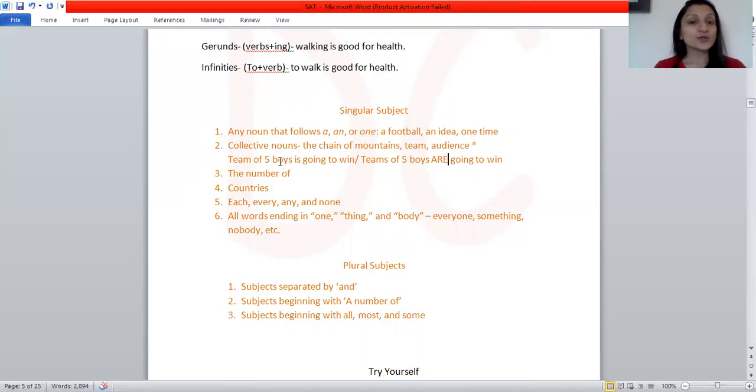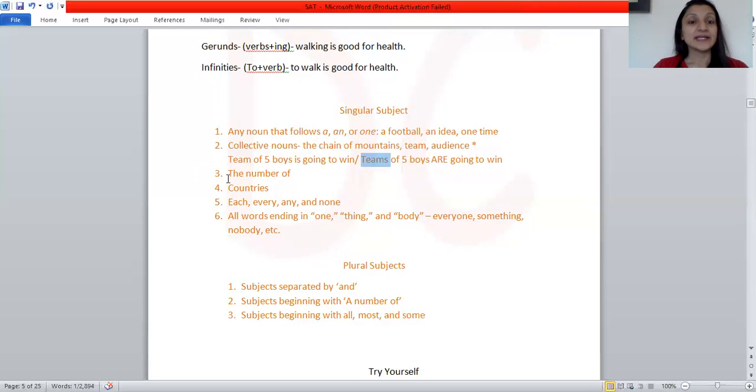So I'm not going to say boys are going to win, because boys are not winning. Team is winning in this case. Team of 5 boys is going to win, not are going to win. This is something that sounds correct to many people when they say are and they ignore the word team, and that's one of the ways the SAT can trap you. So, team of 5 boys is, teams of 5 boys are. Okay. So collective nouns are singular, subject to whether the collective itself is plural.